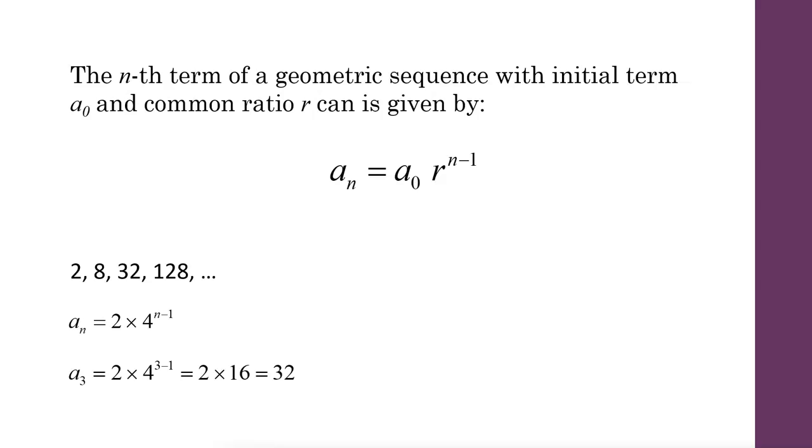If we again look at the sequence we had earlier, 2, 8, 32, and 128, we can write that as a general term: 2 times 4 to the n minus 1. And if I want to find the third term, I can just take 2 times 4 to the 3 minus 1. That would be 2 times 4 squared, or 2 times 16, and that gives me 32. As we can see, the third term is 32.